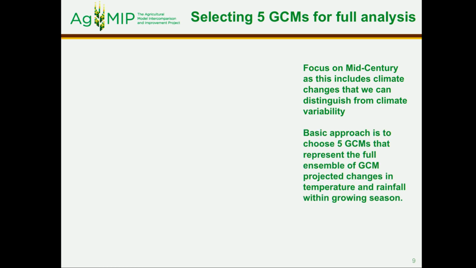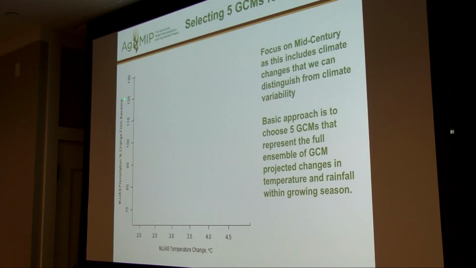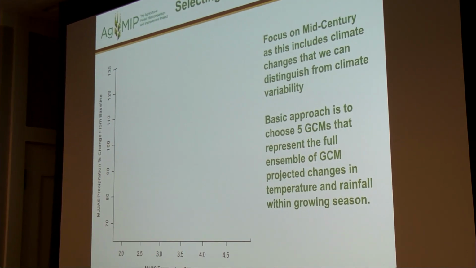So the idea is we're going to look especially at temperature and rainfall within the growing season. I know that there's many other variables, but this is a very good starting point to look at. So I'm going to set up a chart here. I'm going to build this chart to show you how we're doing this. The main idea here, this is Ames, Iowa. So I'm looking at May, June, July, August, September, kind of a growing season there. And on the y-axis is the precipitation change, and then on the x-axis is the temperature change.